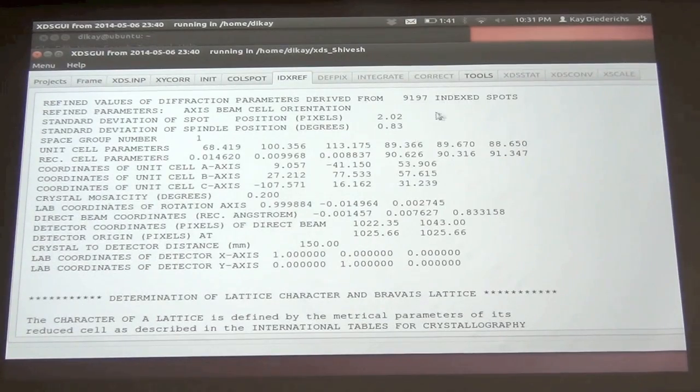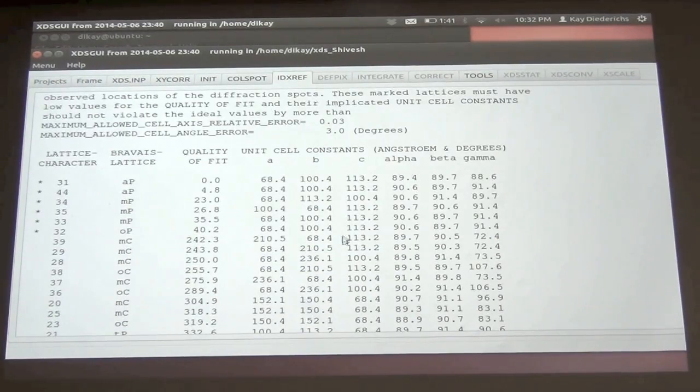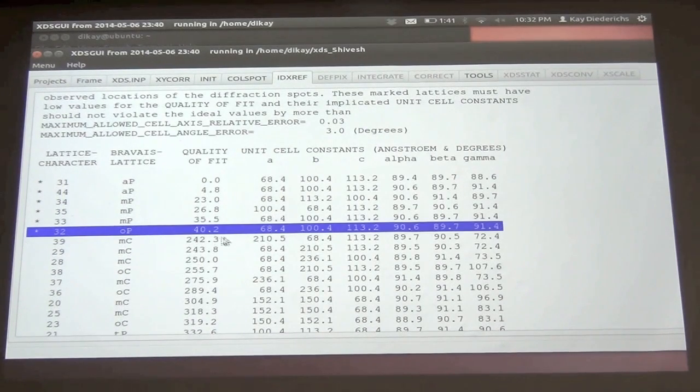But using those 9,000-something spots, they can be predicted within 2 pixels and 0.8 degrees, which is not great. And now we get some information about possible lattices. That's very similar to what you have seen earlier. And in this case, it could be an orthorhombic lattice with these unit cell constants.